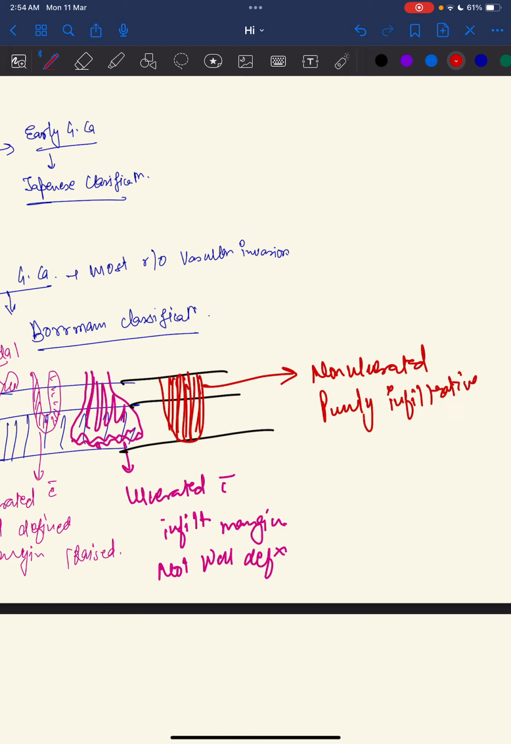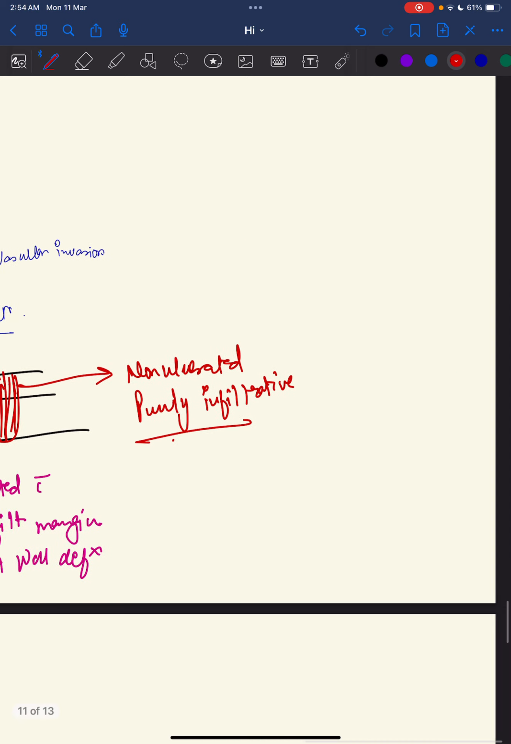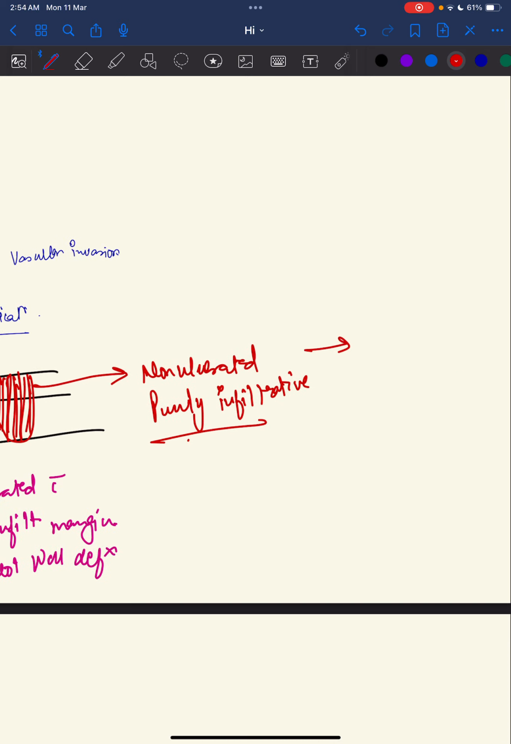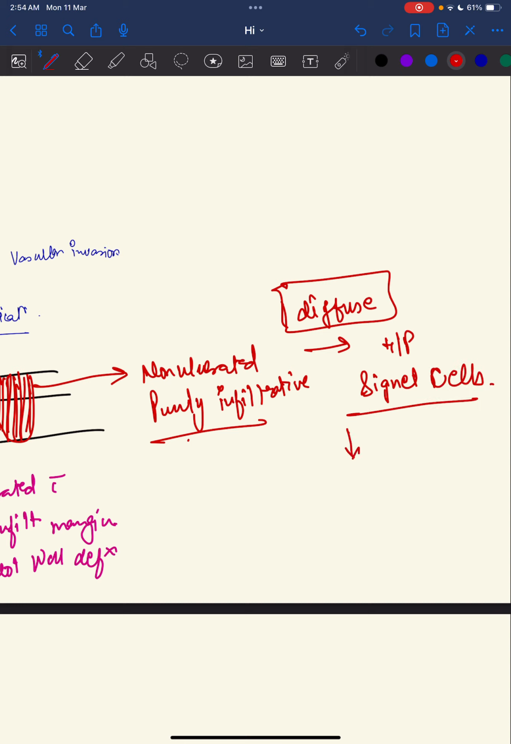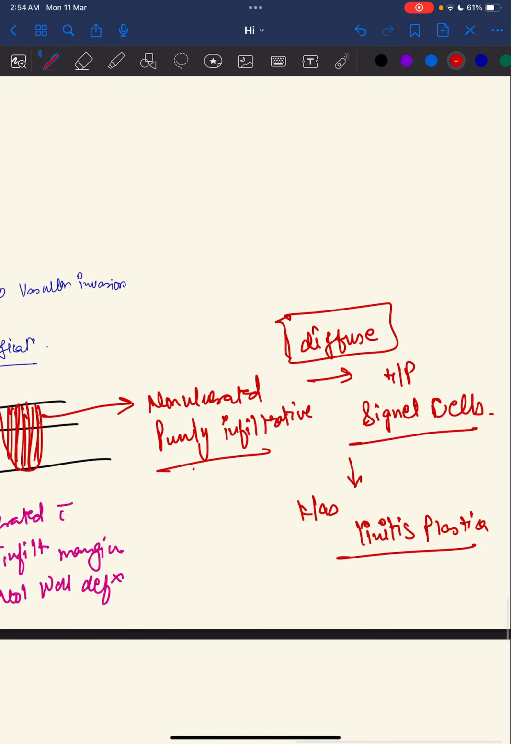And this one will give you most of the questions in your university viva and in your OSCE exams also. It is basically the diffuse variety. On histopathology, it will show signet cells, and it is also known as linitis plastica. I'll explain how we came to linitis plastica.